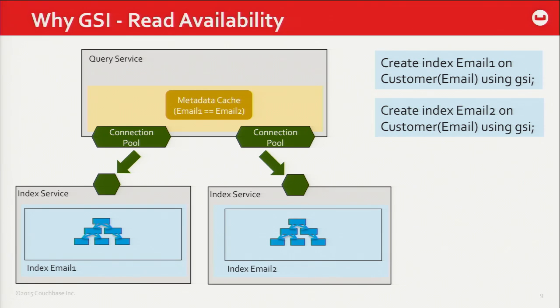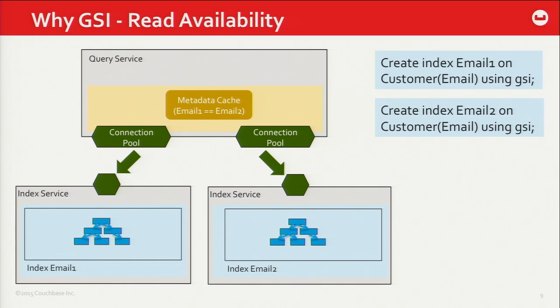GSI will also allow read availability. So in this example, what you see here is that on the right-hand side, I have 2 N1QL statements. I create 2 indexes on the customer bucket, on the email field. Internally, the query services and the indexer itself will treat these 2 indexes as equivalent. And if you deploy these 2 indexes on different index nodes, as you can see at the bottom, I have 2 index services on both left and right, and one has email 1, the other one has email 2.